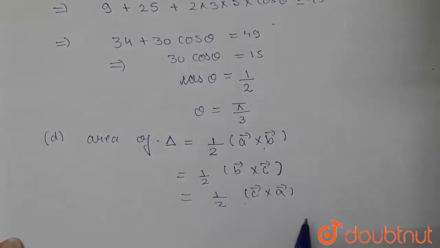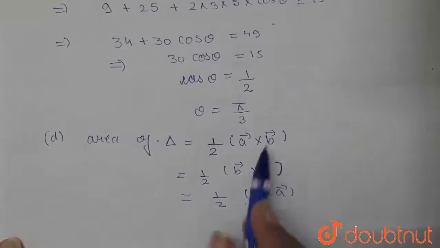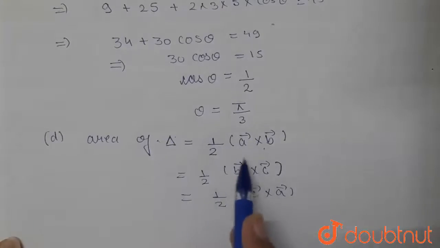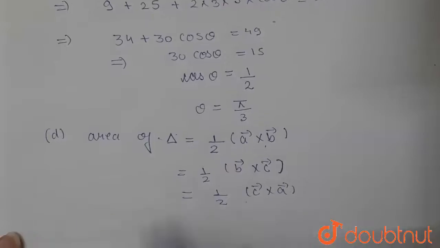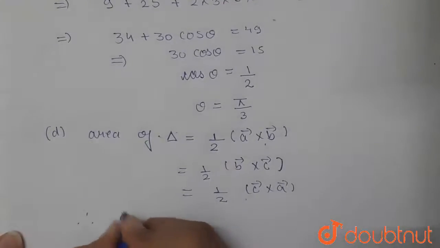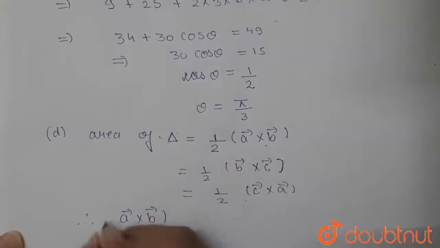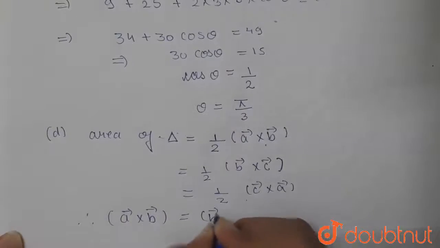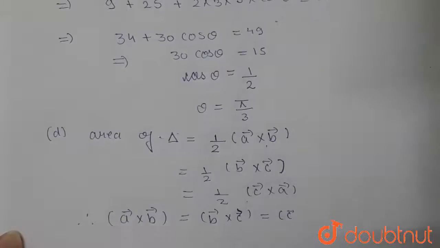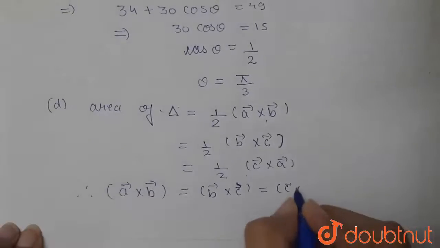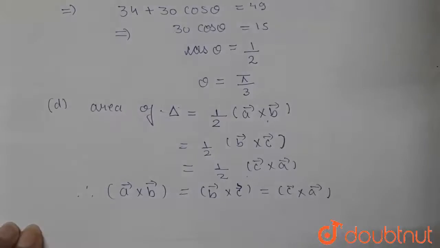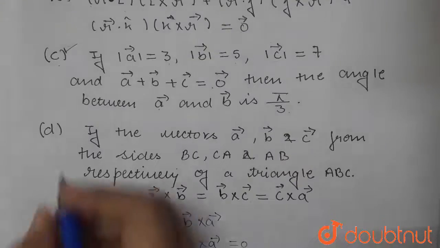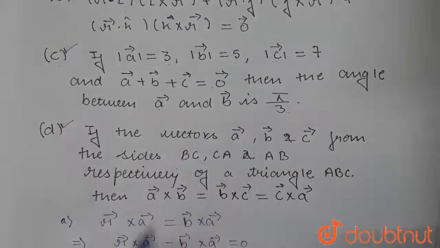So that means when the half and half get cancelled, since these three are all the area, we can equate these three. Therefore we will get that A cross B vector is equal to B cross C vector, and that is equal to C cross A vector. So option number D is also correct. So we are getting this also correct. So options A, B, C and D all are correct. This is the required answer.